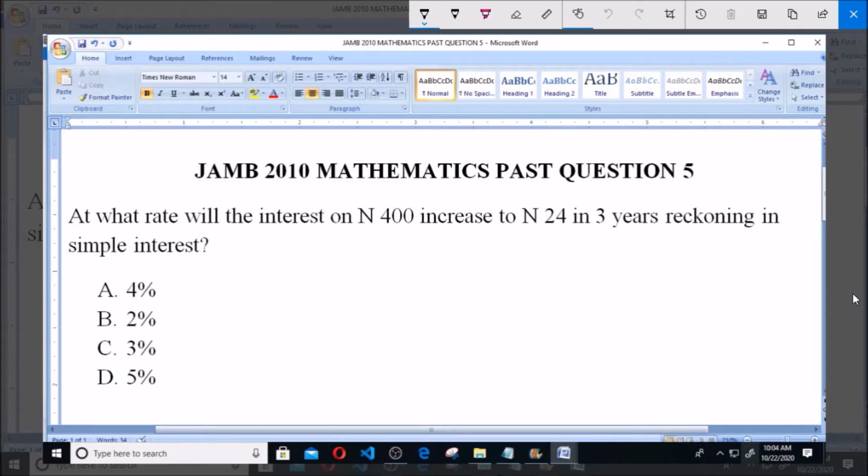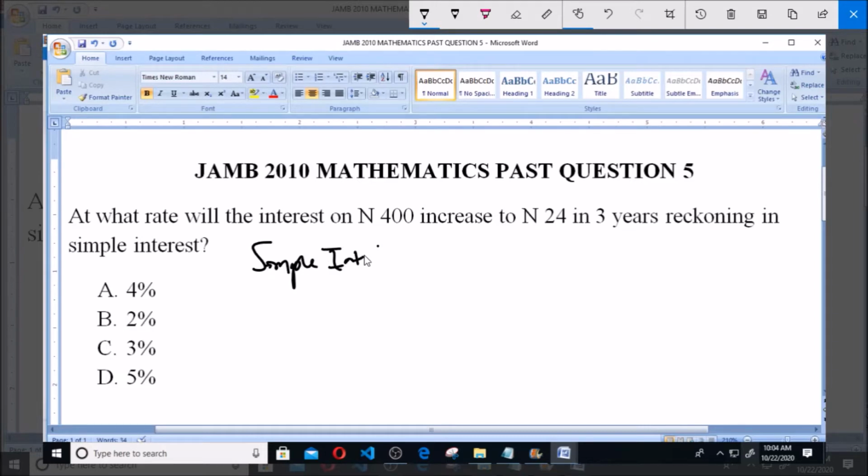I will be answering JAMB 2010 Mathematics Past Question 5. At what rate will the interest on 400 Naira increase to 24 Naira in 3 years, reckoning in simple interest? A. 4%, B. 2%, C. 3%, and D. 5%. Now this question is simply coined from what? Simple interest.